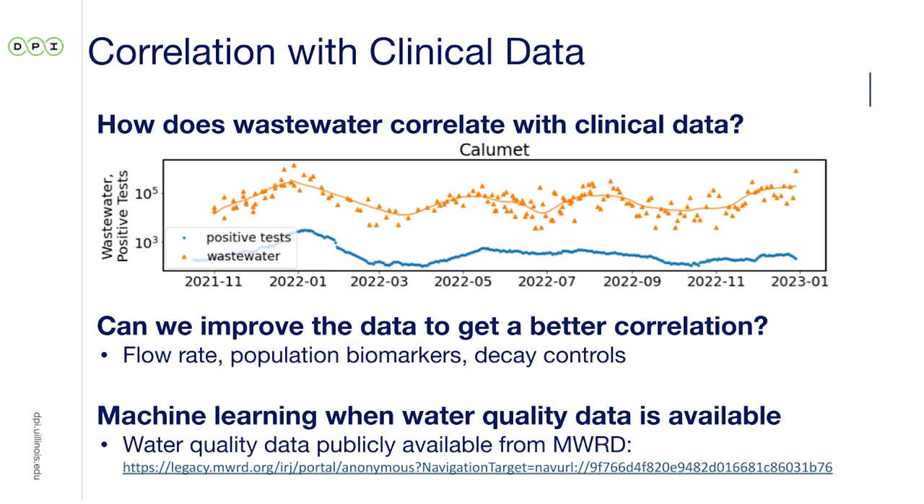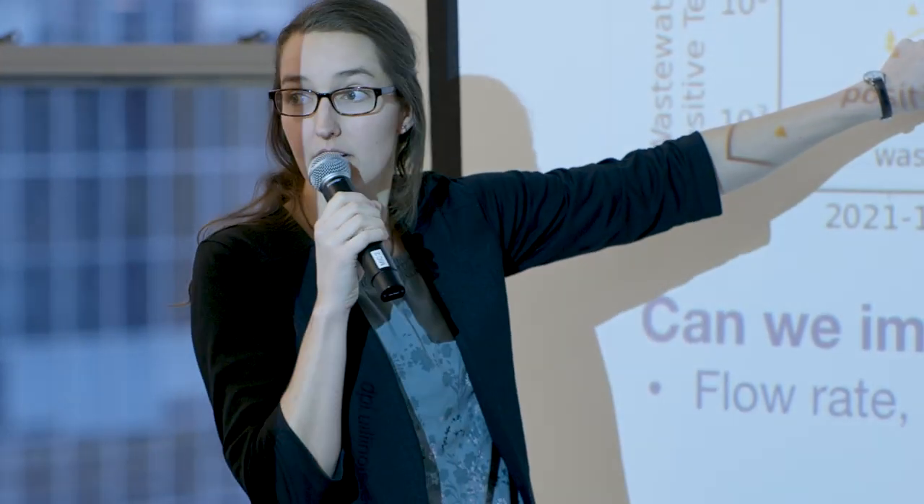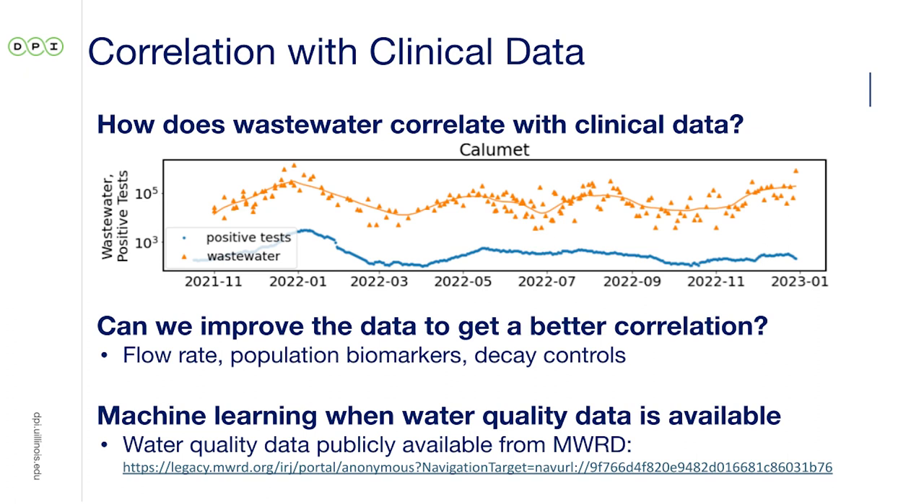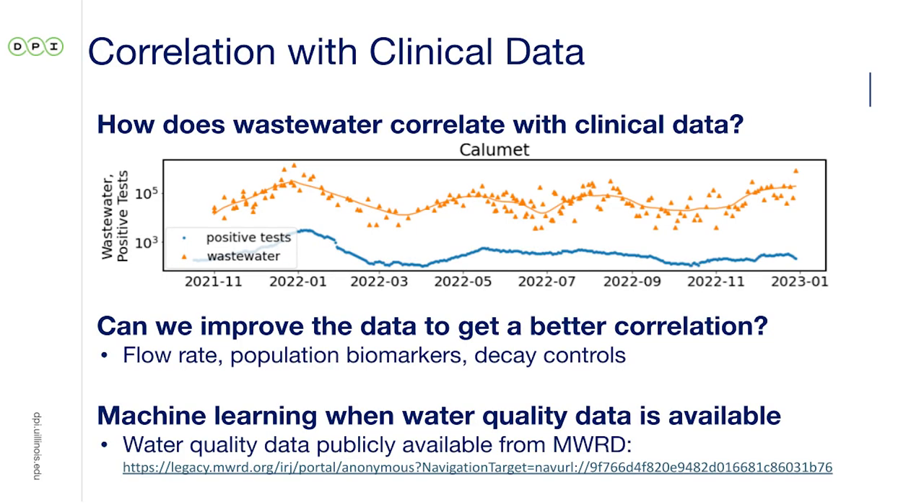So we're using this wastewater to try to understand something about how prevalent SARS-CoV-2 or whatever other virus is in that region. And as Melissa mentioned, we can't necessarily say, oh, there's 10 to the 5th gene copies per liter right here, and so that means there's exactly this many people who are sick. But we can say, does it trend similarly? Is it correlated?